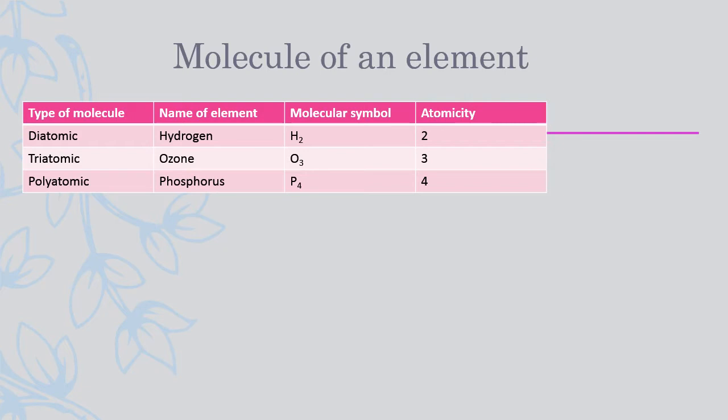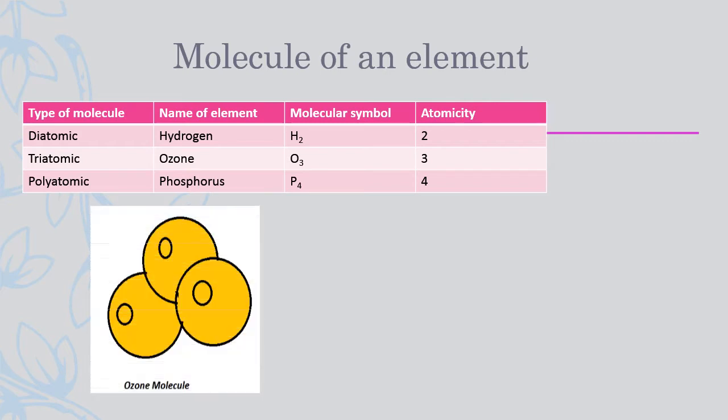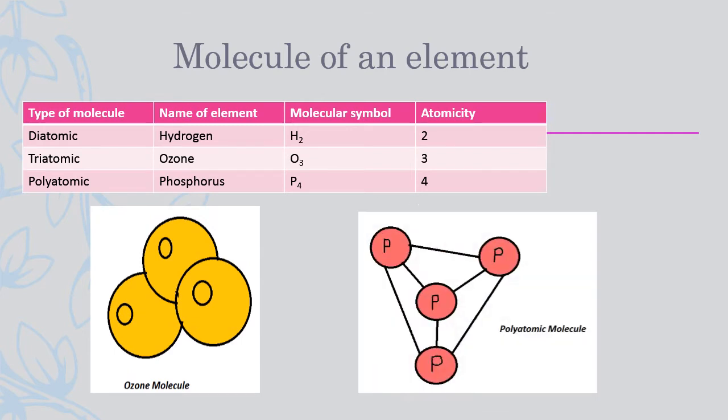A triatomic molecule is a molecule whose atomicity is 3. An example of it is ozone, O3. A polyatomic molecule contains an atomicity of 4. An example is phosphorus, P4. So this is the ozone molecule, and this is a polyatomic phosphorus molecule.